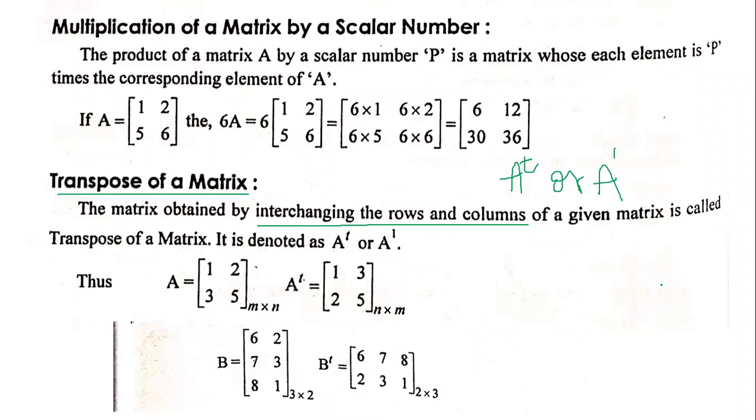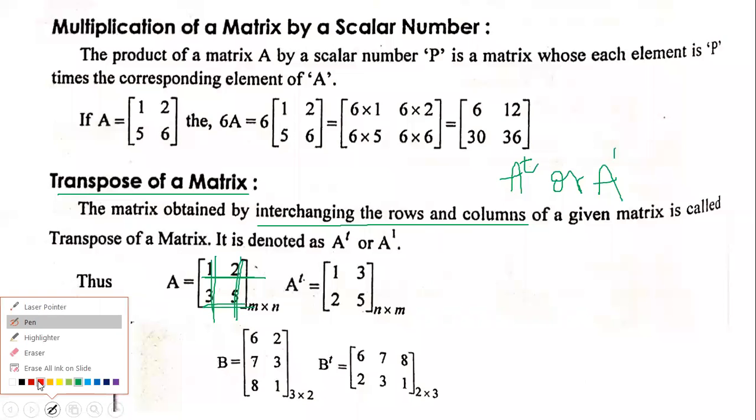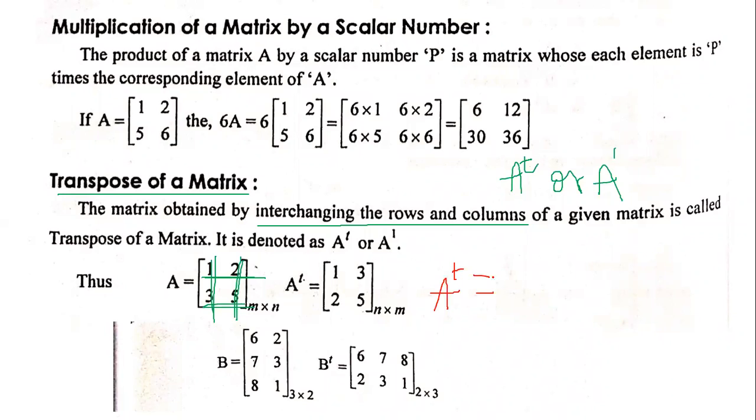Now here is an example. Let us understand using an example. A is a matrix of 1 2 3 5, so this is the first row, this is the second row, this is the first column and this is the second column. We are going to change the first row to the first column and the second row to the second column. So A transpose is equal to, what is the first row? First row is 1 and 2. So I am changing that row into a column, so the column will become 1 and 2. And then the second row is 3 and 5, so the second column will become 3 and 5. So this is the transpose.